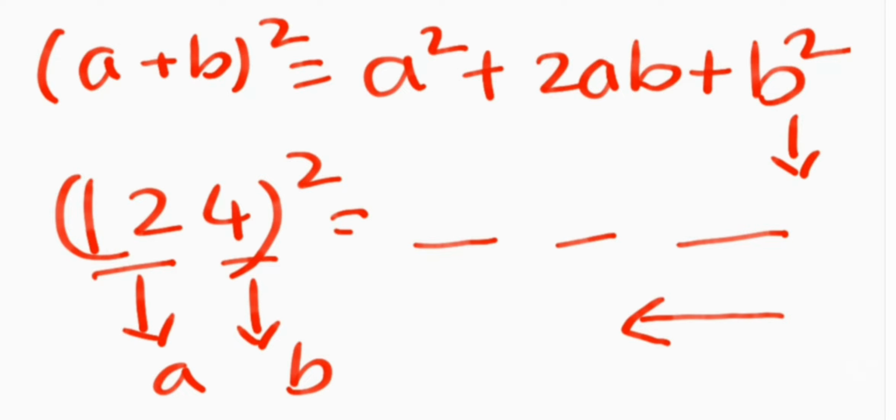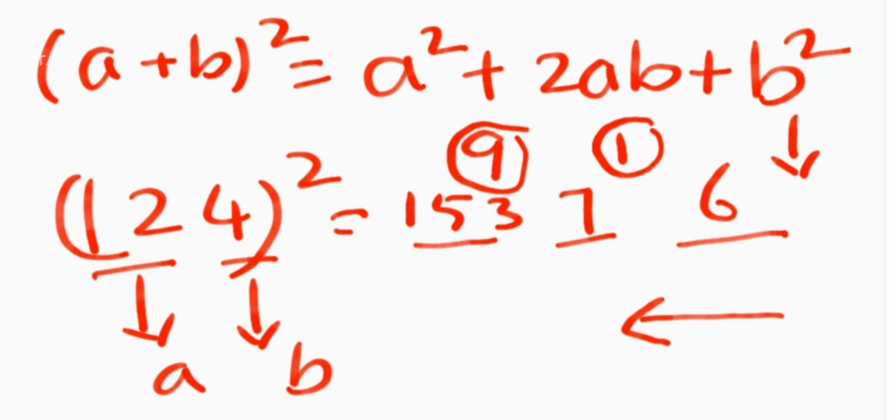Next term is 2ab. 2 into a means 12 into b means 4. So that is 96. 2ab term is 96. 96 plus this carry forwarded number 1 is 97. So write 7 here. 9 will be carried forwarded. Next a square. A square means 12 square. 12 square means 144. 144 plus 9, 153. So write 153 in this blank. So 124 whole square is 15,376.